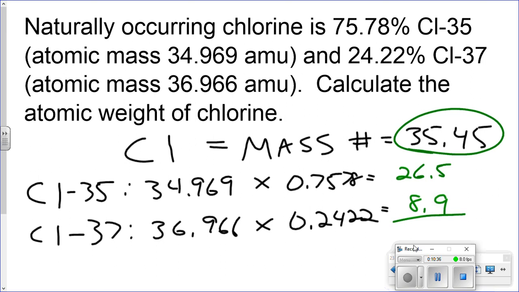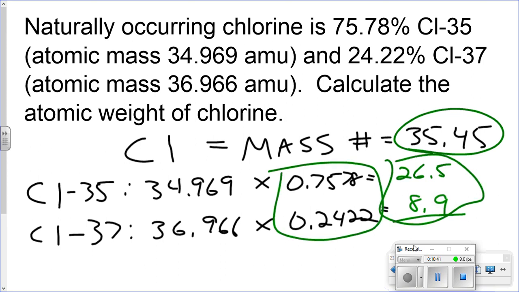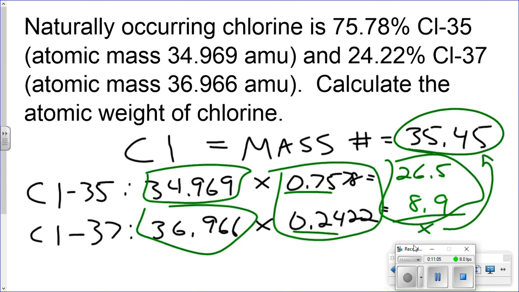Since these percentages add up to 100%, this plus this must give us our total. So 8.95 plus 26.5 gives us a mass of 35.45. That's how you solve this. I just did that by multiplying each atomic mass unit by the percentage that it exists in.